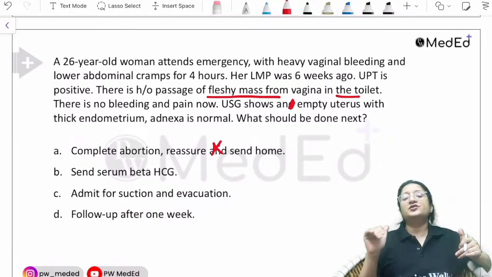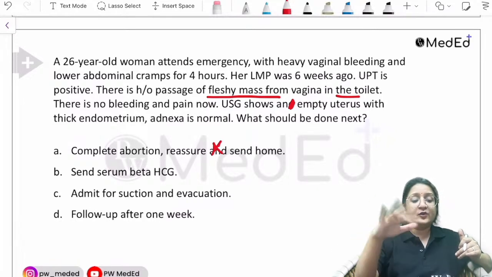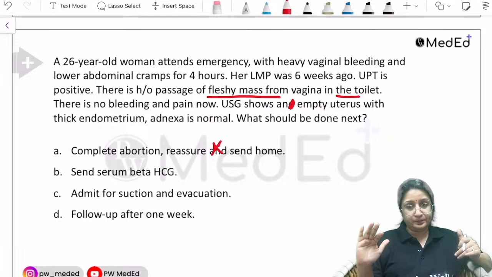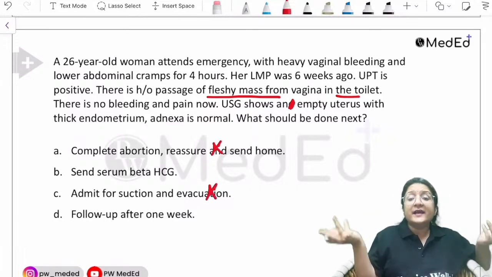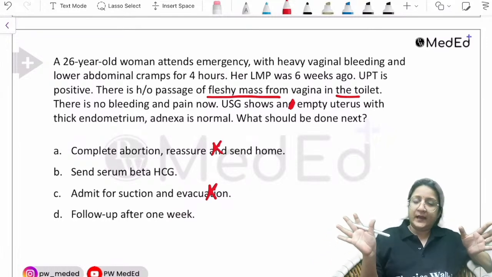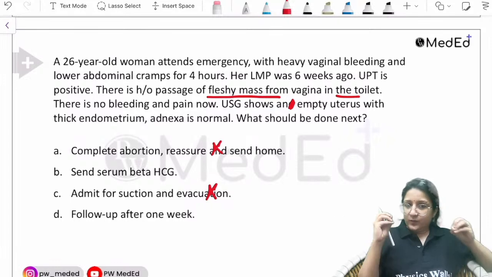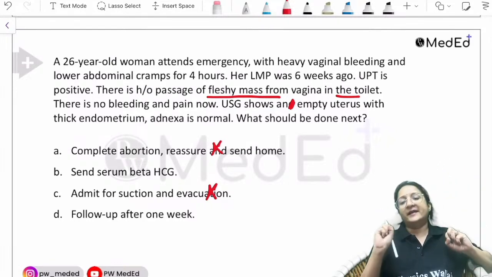In this situation here, I really can't say 100% that it is complete abortion, reassure, send her home. I can't do that. Admit for suction? The uterus is empty. What to suction and evacuate out? Okay. Follow-up after 1 week is one option, like you said, Dr. Saab, and the other is to send a serum beta HCG.